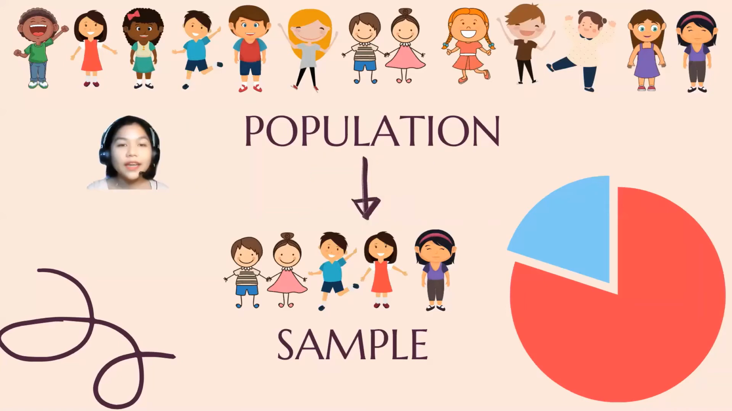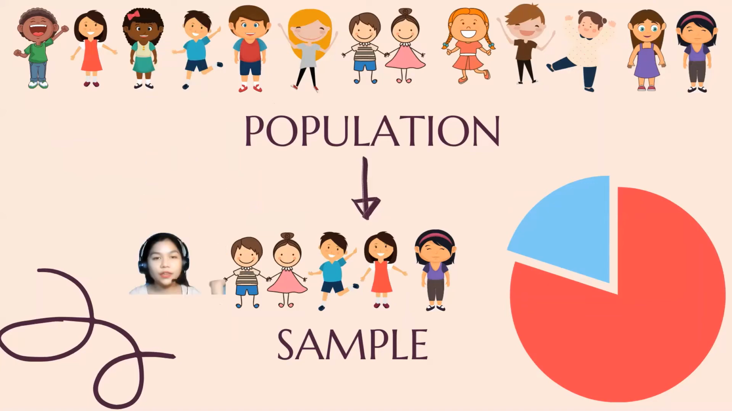Another illustration is here. So again, the population is the entire set of members, items, or individuals, which consists of the whole population, while the sample is just part of the pie. It's just a subset of the population. So these are the selected ones. I really use this infographic for you to picture out what a population is and what a sample is.